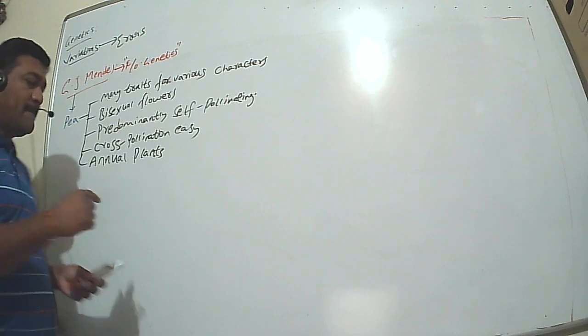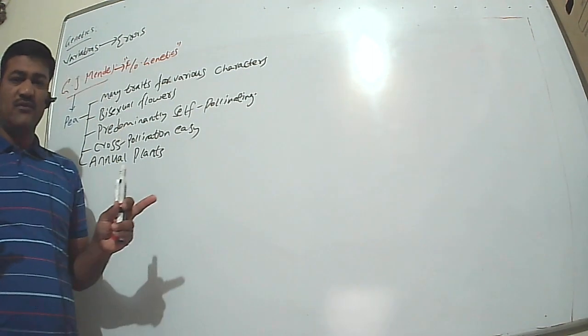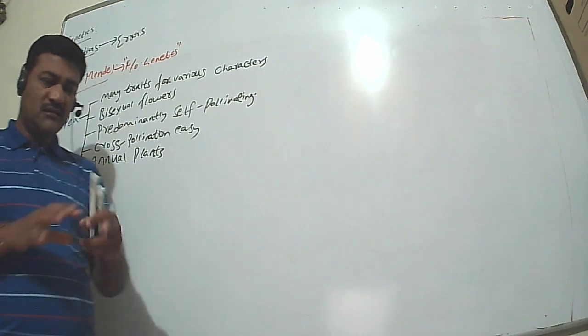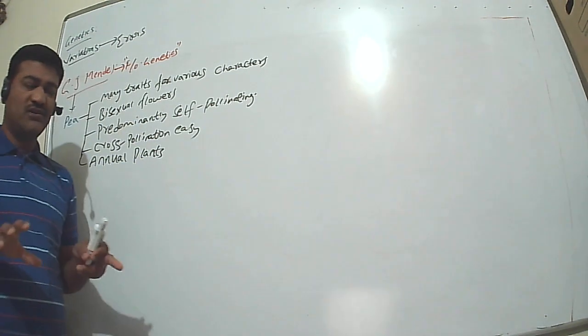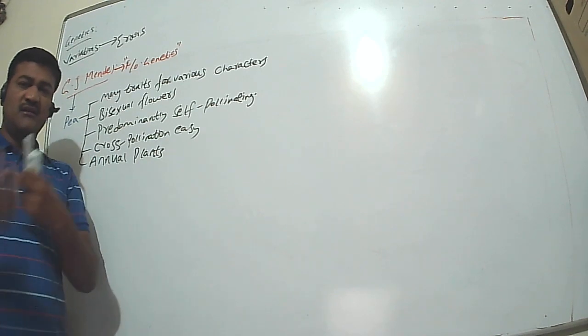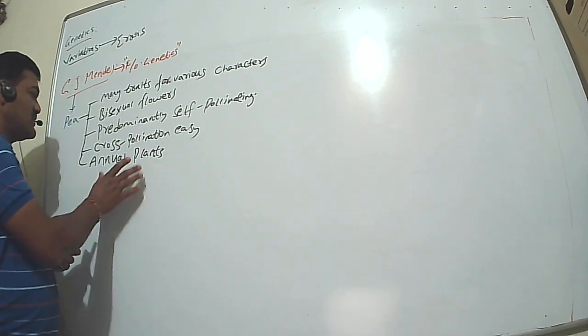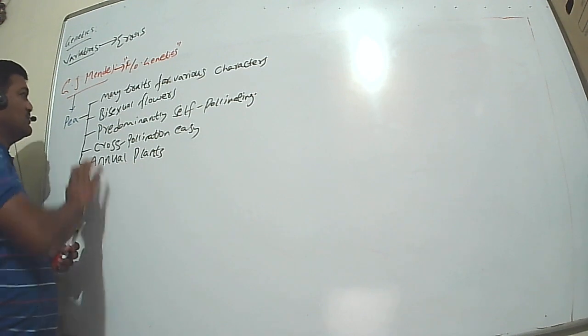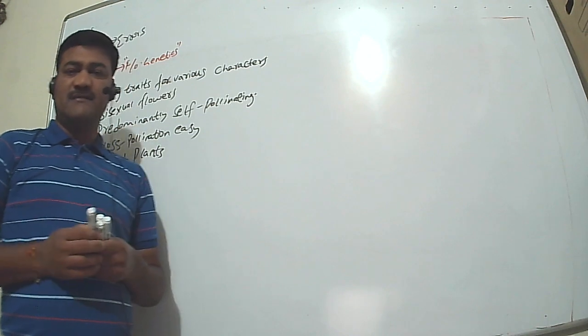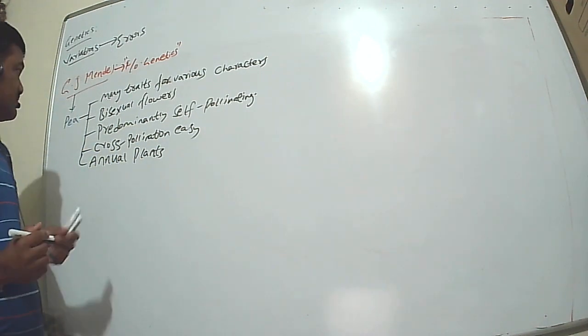But since it is only a 1 year life cycle, he can just wait for 1 year and get the plants and look at the ratio of different plants in that generation. So it has a short life cycle. The shorter the life cycle, the faster he can get his observations. So it has only a 1 year life cycle, annual plants. Because of these five characteristics, Mendel selected only pea plants for his experiments.